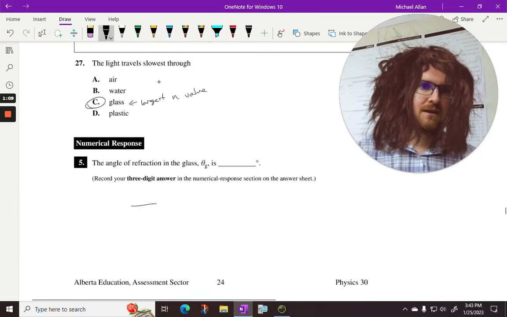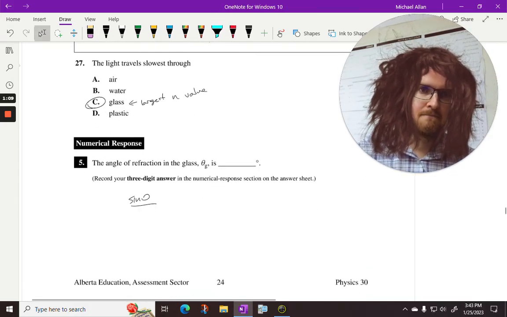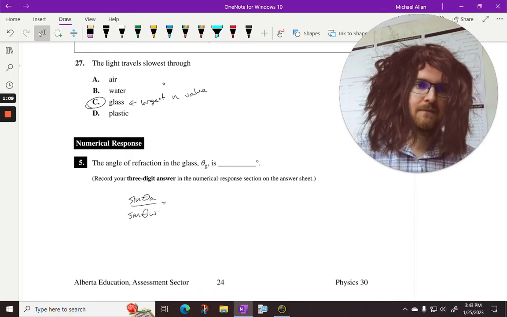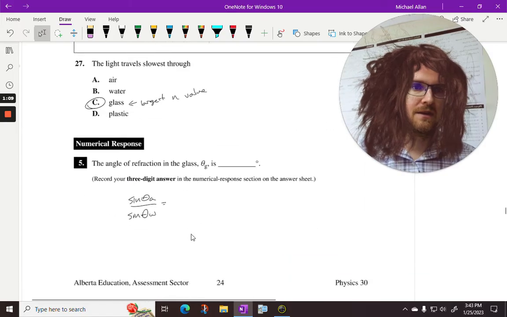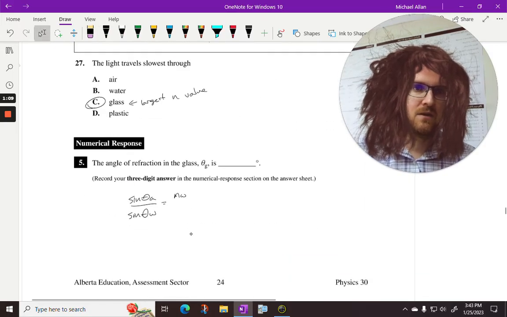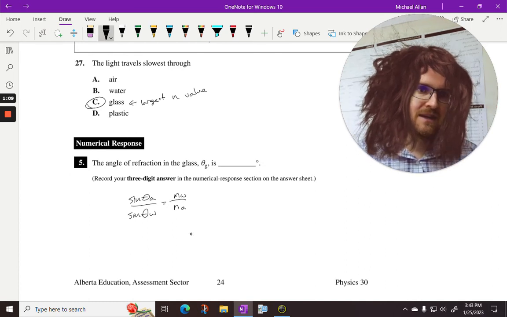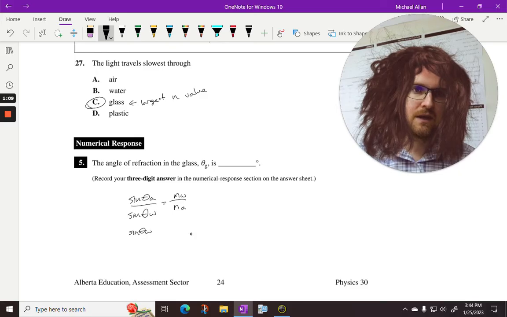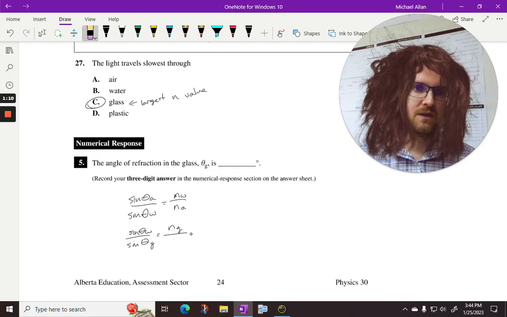Okay, so sine theta A over sine theta water. All right, so I'm going to do the water one. And then on the other side here, you got N water, and the bottom here, you got NA. So remember, they switched there. And then on the other one, you have sine theta water over sine theta glass. Then over here, we have N glass over N water.